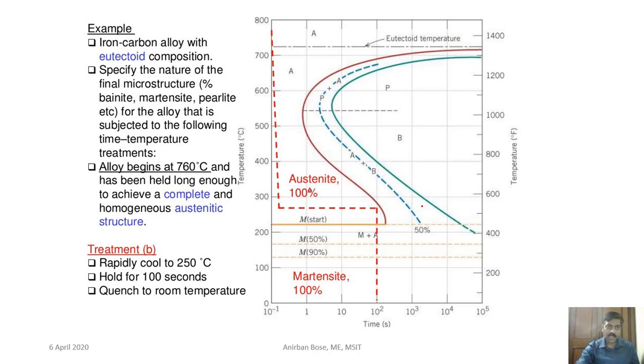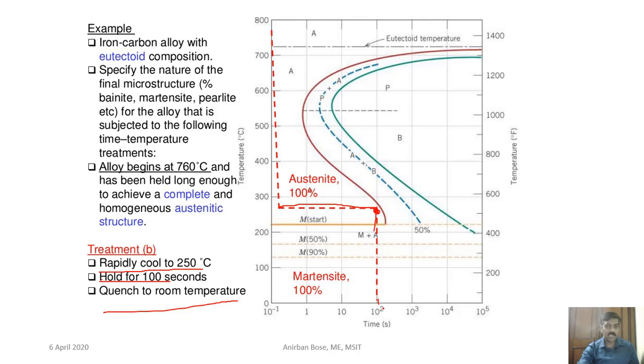Okay. Another example. Suppose you rapidly cool to 250 degrees centigrade and hold for 100 seconds. You see, now you are in a position where you are not touching the bainitic start, and you quench to room temperature. But here the bainitic transformation will not occur, but martensitic transformation occurs.